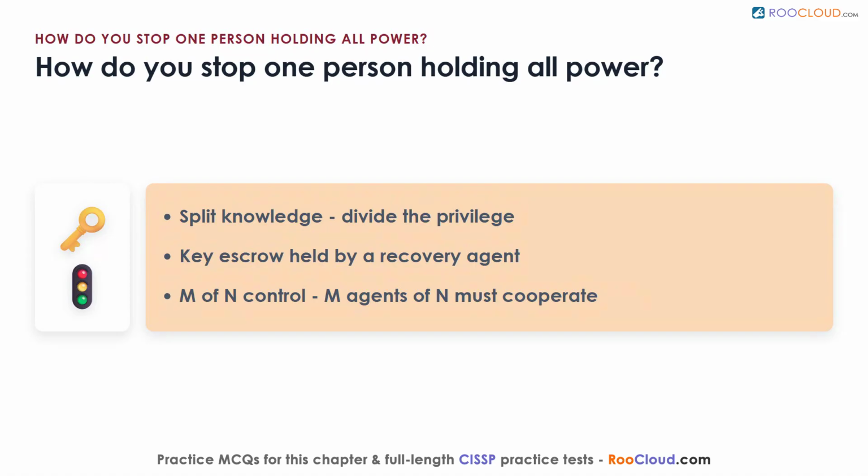How do you stop any single person from holding all the power? You split the knowledge. Split knowledge divides the information or privilege needed for a sensitive action across several people, so no one alone can abuse it. A common use is key escrow, where a copy of a key is held for safekeeping by a trusted party called a recovery agent. To prevent one agent from acting alone, you use what is called an M of N control. That means a minimum number of agents, M, out of a larger group, N, must cooperate before the key can be recovered. Think of a nuclear launch that needs 2 officers turning their keys at the same moment.